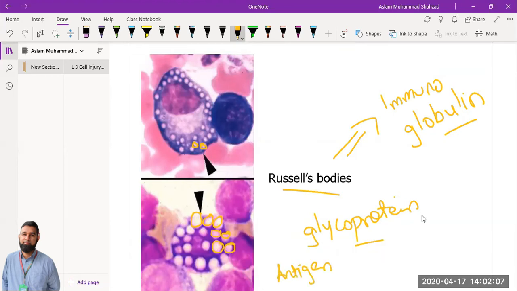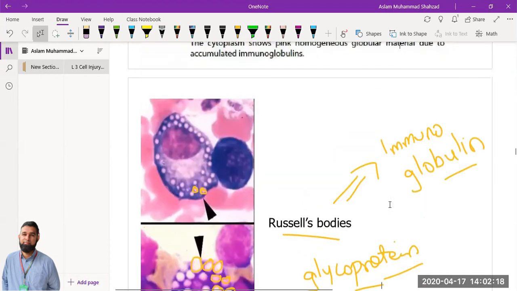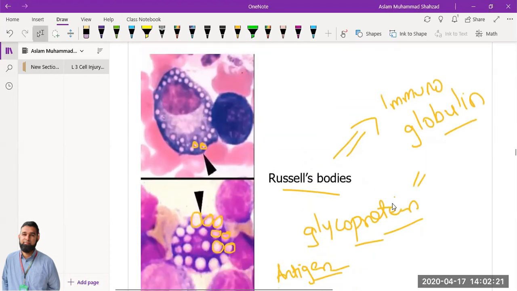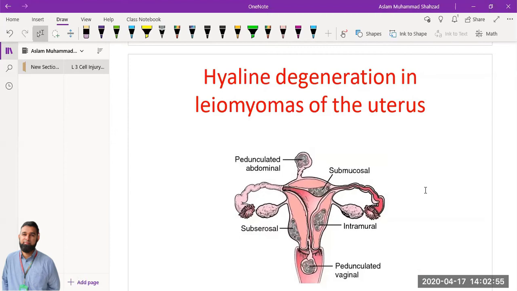For example, when any bacteria or virus come into your body, our immune system produces these glycoproteins, and in broad terms they are known as immunoglobulins. The common example of extracellular hyaline is hyaline degeneration in leiomyoma of the uterus, and they are classified into different kinds like submucosal, intramural, subserosal. I'm not going to discuss these things in this lecture because we will discuss them in detail in the reproductive system, but this is an example of extracellular hyaline.